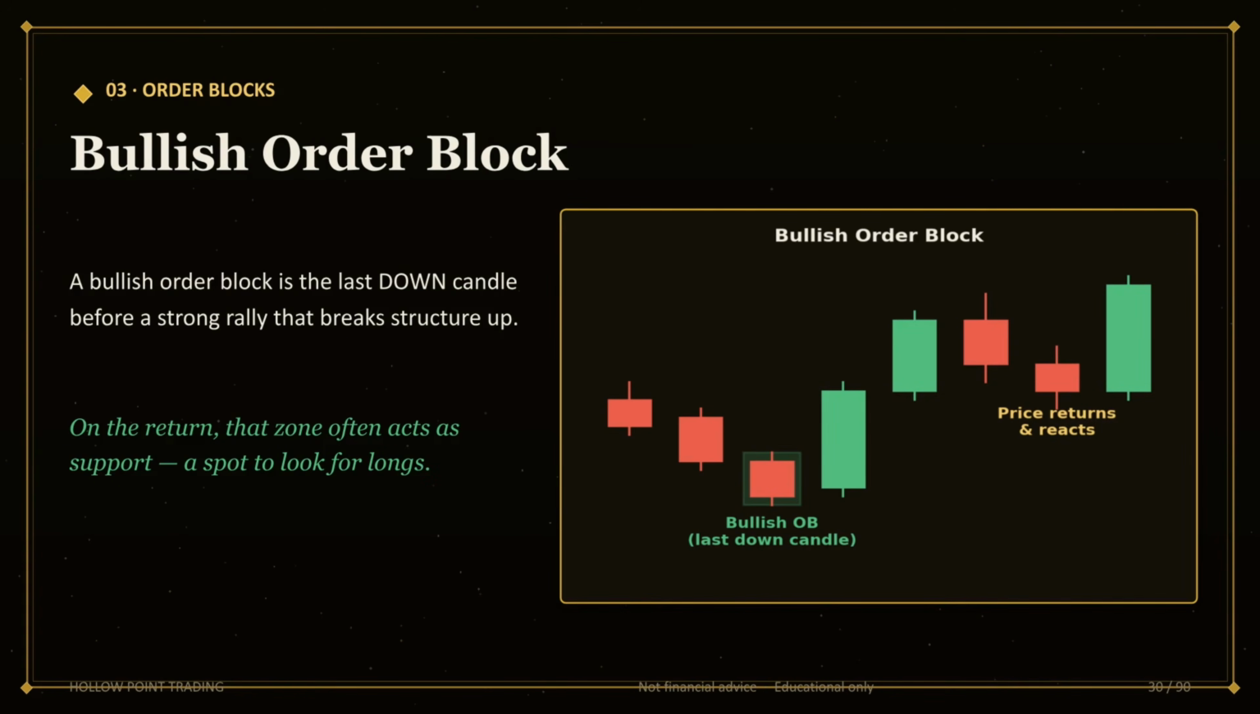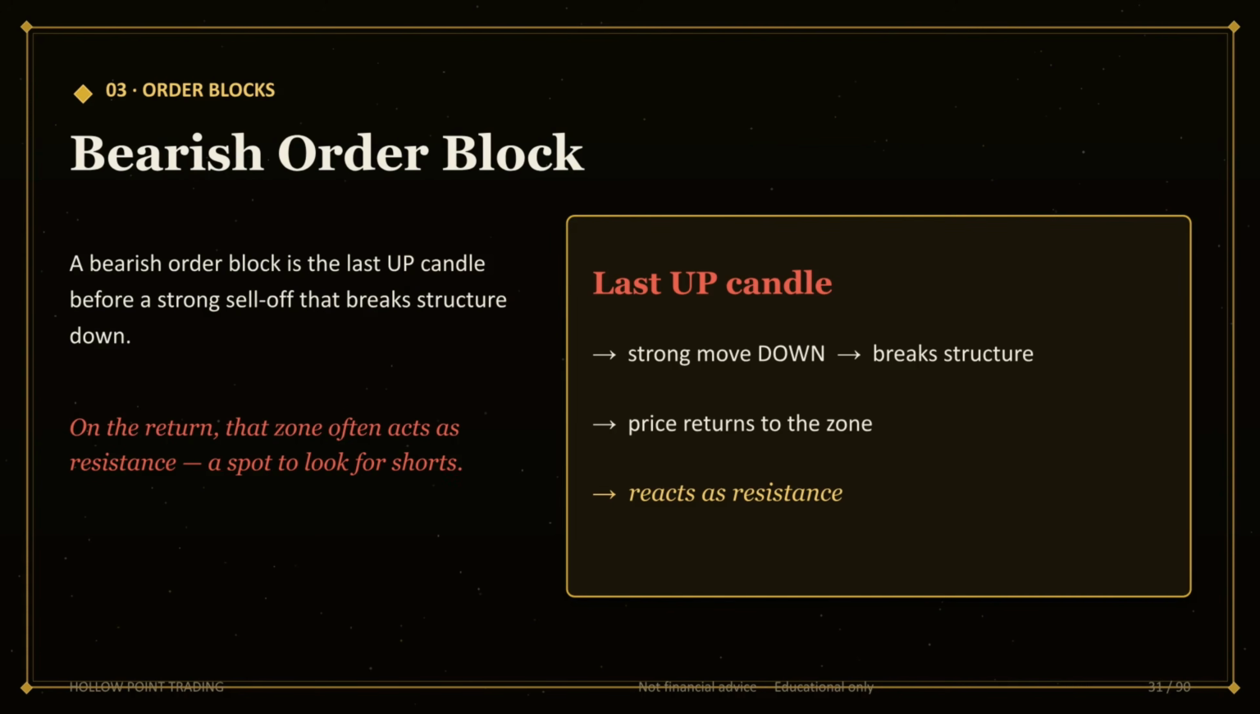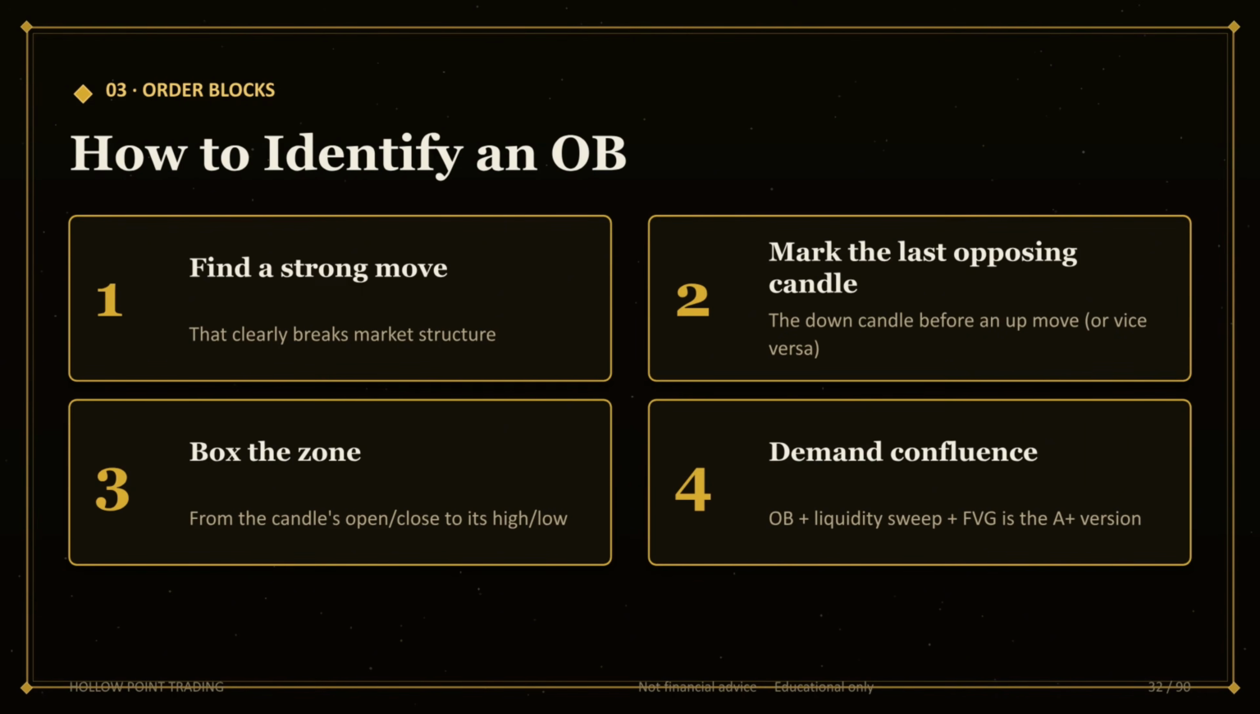A bullish order block is the last down candle before a strong rally that breaks structure to the upside. When price returns to this zone, it often acts as support, making it an ideal area to look for long opportunities. A bearish order block is the last up candle before a strong sell-off that breaks structure to the downside. These zones are significant because when price returns to them, they often act as resistance, providing an area to look for short positions.